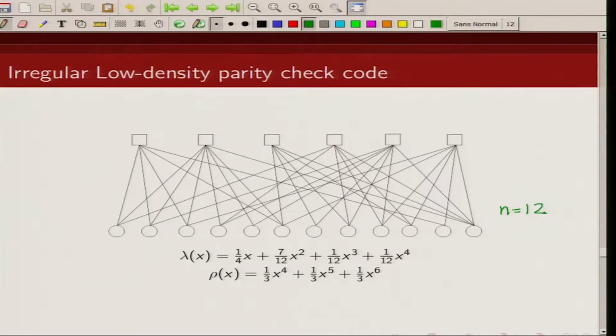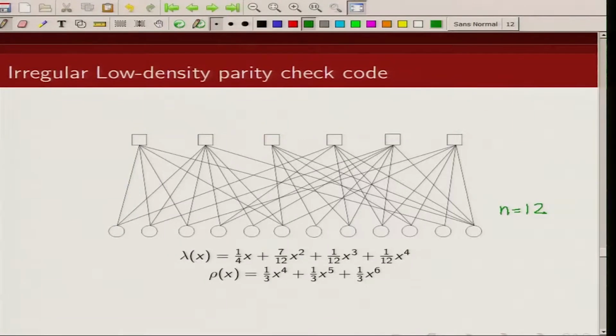Okay. N is 12. Now, what is column degree distribution? This is basically each node participating in how many parity check equations. Let us look at this node. How many parity check equations is it participating in? 1, 2, 3. So this is participating in 3 parity check equations. What about this? It is participating in 1, 2, 3. So it is also participating in 3.